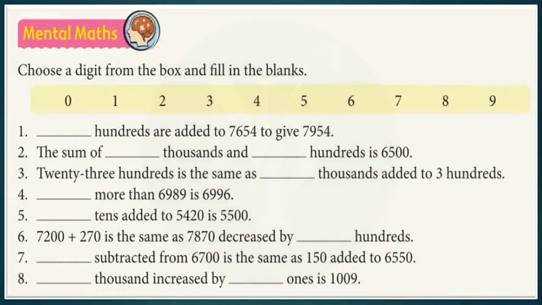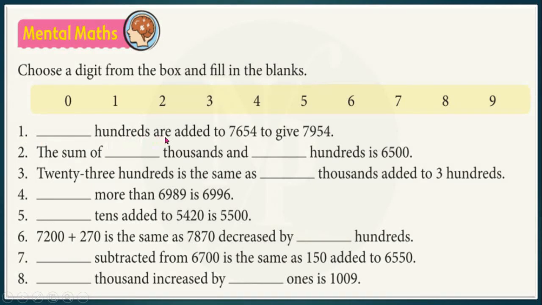Now let us move to the next section of this exercise, that is mental maths. Choose a digit from the box and fill in the blanks. So the digits from 0 to 9 are given in this box. We have to choose the appropriate digit to fill in the blanks given in these statements from 1 to 8. Let us begin from first.